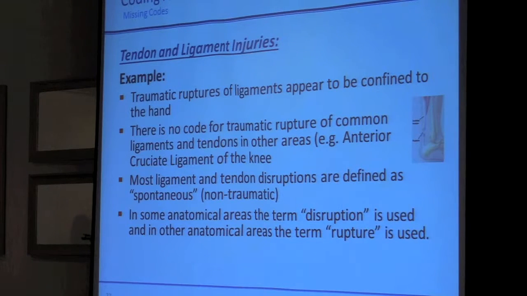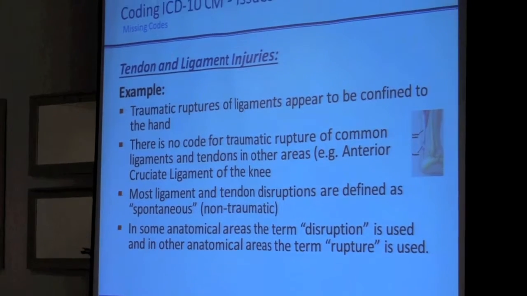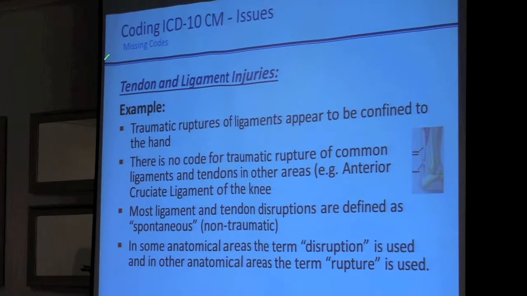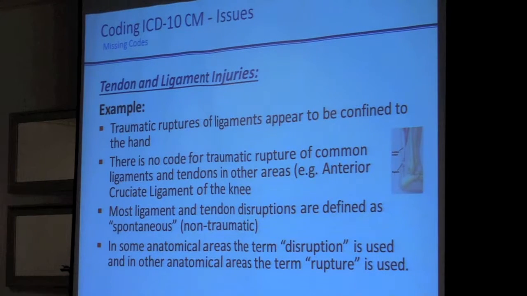Now, we talked before a little bit about some of the quirks in the coding. Tendon and ligament injuries. Traumatic ruptures of ligaments appear to be confined to the hand and upper extremity, mainly the hand, right? You see in the hand there's a lot of codes for traumatic rupture. You won't find codes for traumatic rupture of ligaments in the lower extremities. What you will find is for spontaneous rupture, right? Now, that's a quirk in the system, but if you see someone with an acute anterior cruciate ligament rupture, you have to code it to spontaneous rupture. Now, hopefully that's one of those things that will get addressed in the next versions of ICD-10, but it's a challenge today.